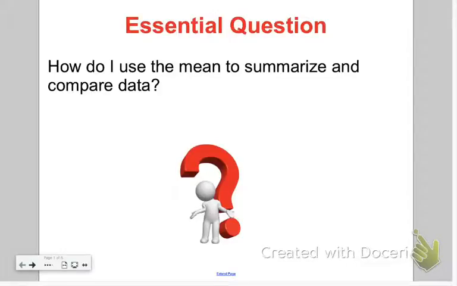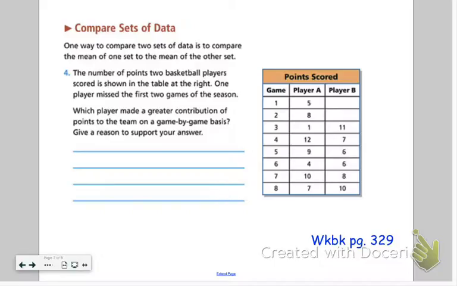Okay, now that we know how to find the mean, we're going to talk about how we can use the mean to summarize and to compare data. So open your workbook to page 329. We're going to skip the top part and go right to number 4.